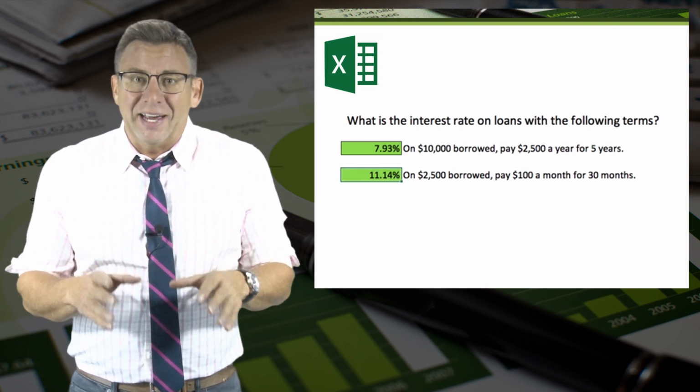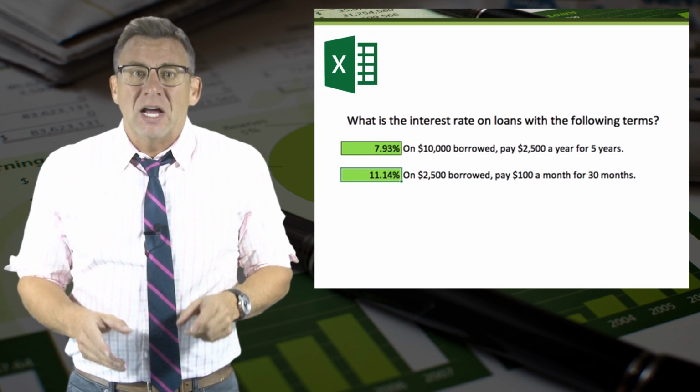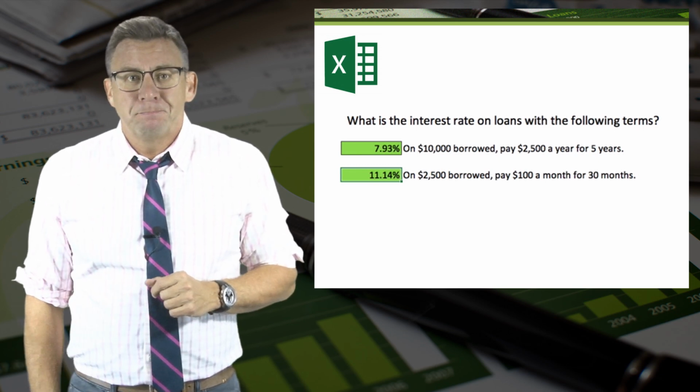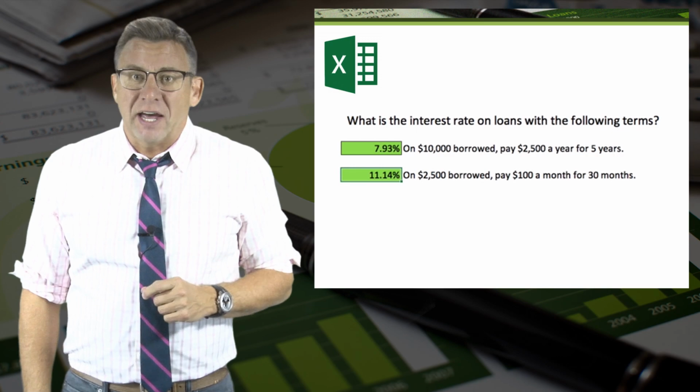In this last example, I divided the number of months by 12 and multiplied the monthly payment by 12 because I want to calculate an annual interest rate, not a monthly interest rate. And that's how you use Excel to calculate a rate.